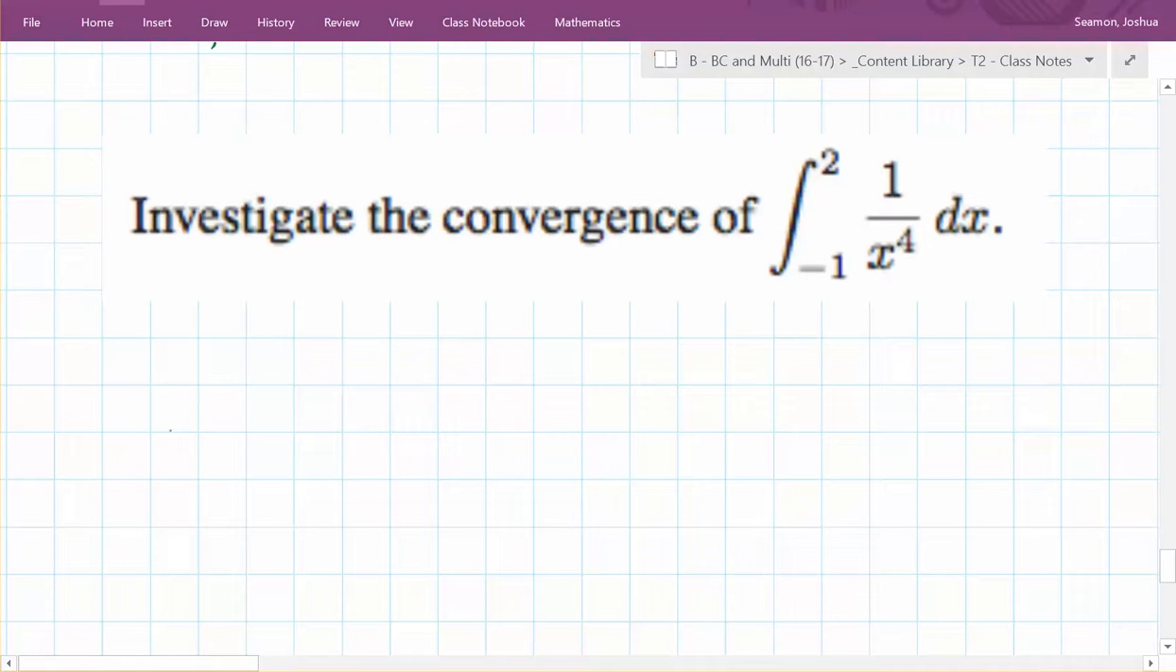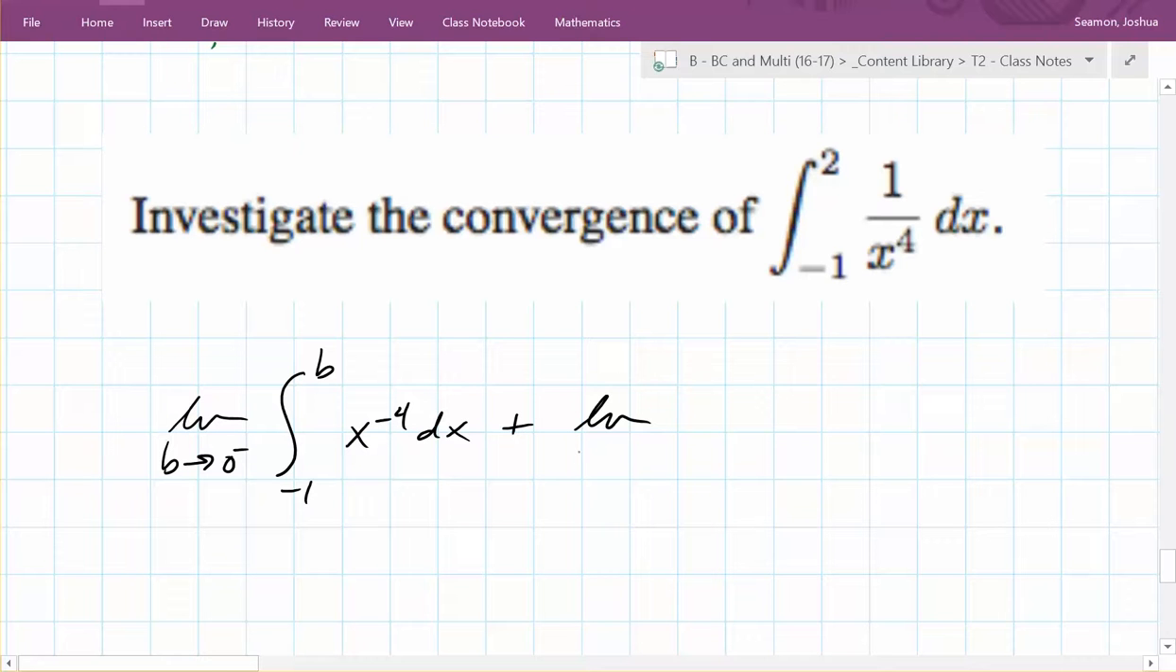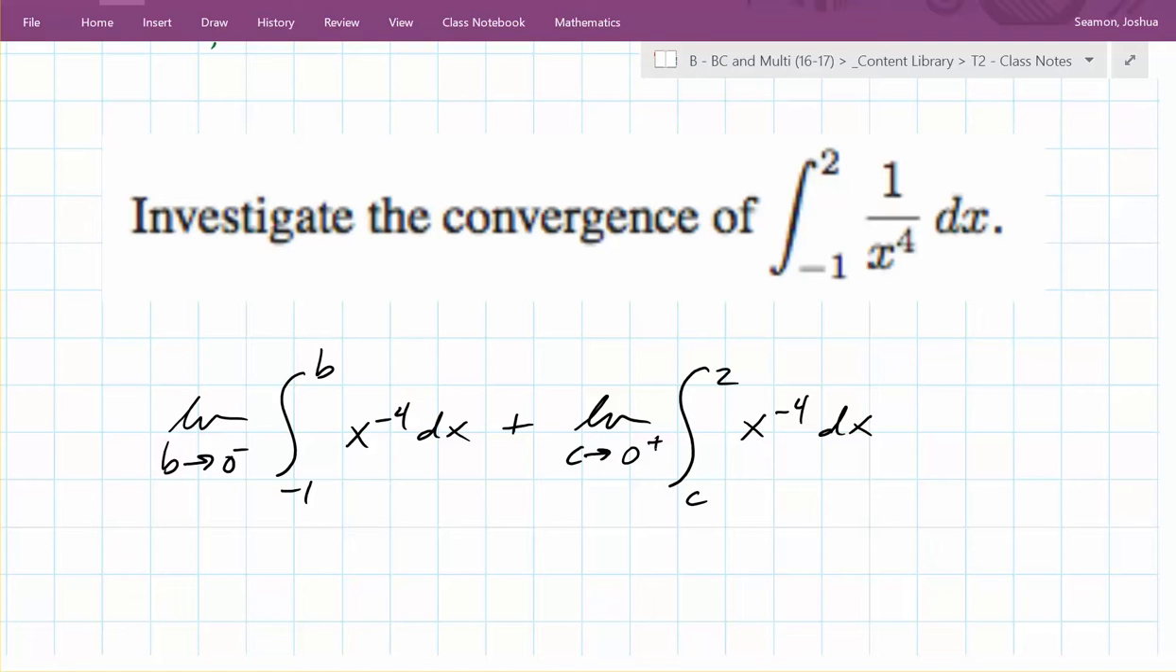Okay, integral you have, Nam. I got limit of b to 0 from the left of the integral from negative 1 to b of 1 over x. Yes. Plus limit of c to 0 from the right of the integral from c to 2 of x to the negative 4th dx. Right. There we go. Try number 3. You have to break it into 2, and you have to do 2 limits. You approach 0 from the left, and you approach 0 from the right. Could you solve this? Finish it for me.